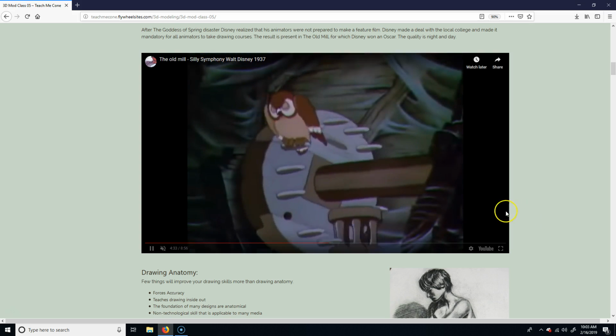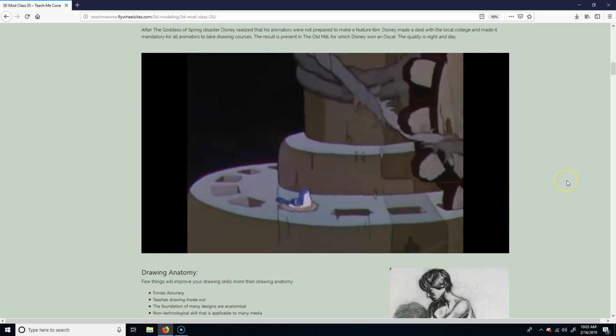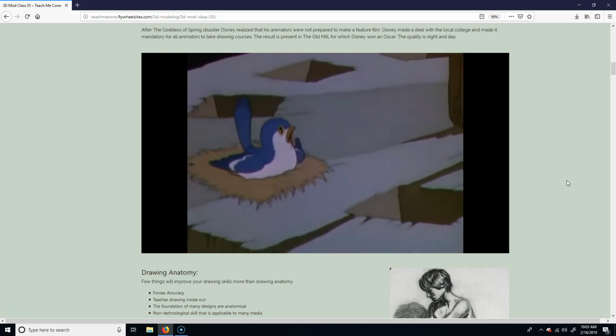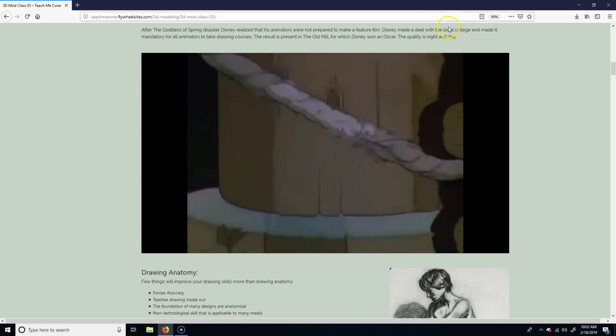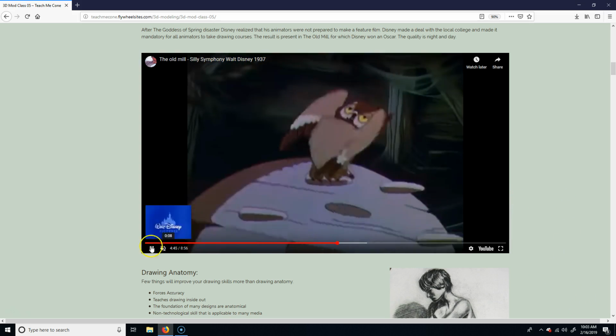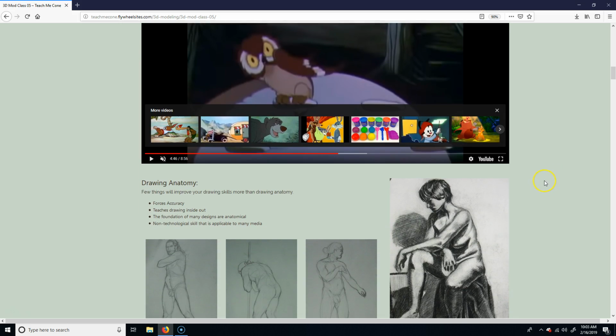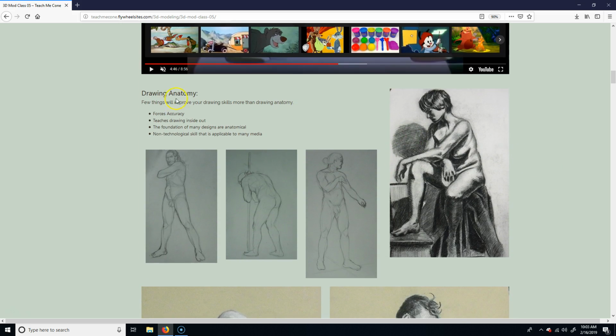The characters have a lot stronger foundations. It still has that animated, old school style to it, but you can see the characters are much more solid. And the whole key to getting a much better product, he found, was basically drawing, and more specifically, drawing anatomy. They still offer those courses today at Disney if you're an animator. They don't force you anymore, but they do suggest it.